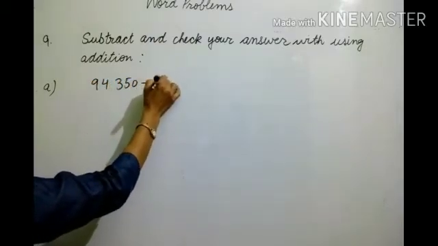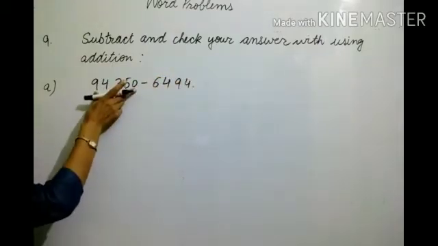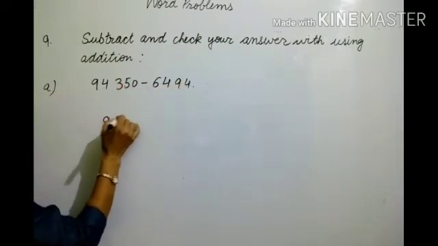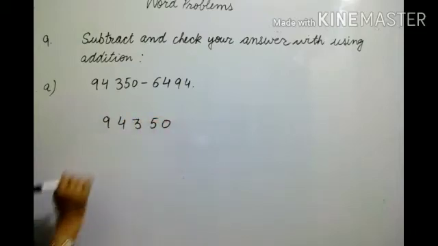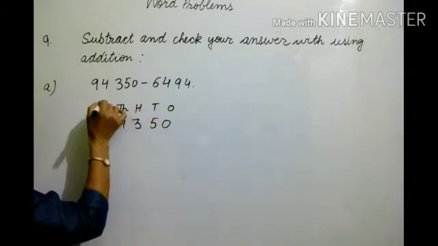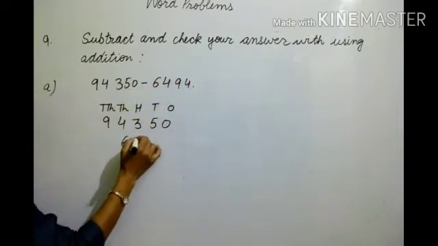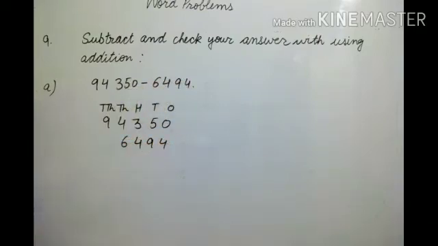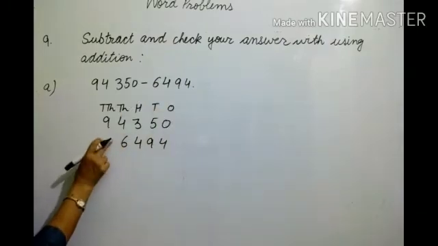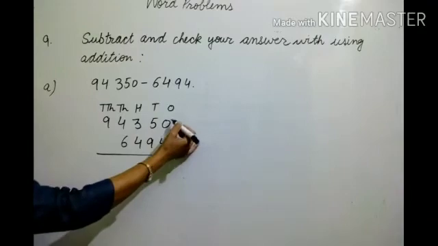94,350 minus 6,494. This is a 5-digit number. This is a 4-digit number. Already it is big. So first you will subtract by arranging the numbers in columns. First write the first number, then the second number. As the second number is of 4 digits, filling from the right hand side, so the 10,000 place will remain blank.